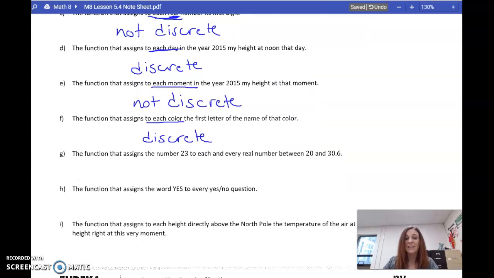And the function that assigns the number 23 to each and every real number. Well, again, if we're talking about real numbers, that's all fractions, decimals, all of those types, basically all the numbers we know, like even numbers like pi, right? That's not discrete.